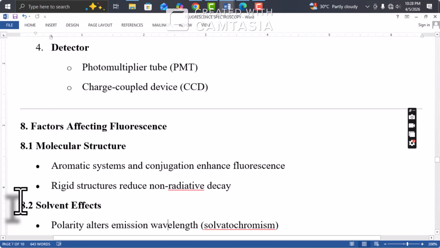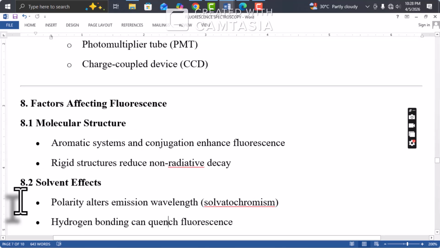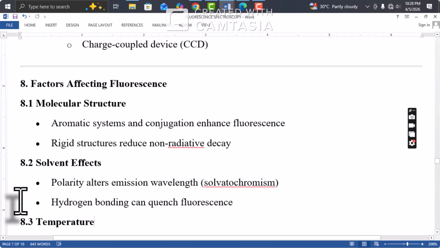So next, we look at the factors affecting fluorescence. Remember, we've talked about fluorescence. So what are the factors that affect fluorescence? They determine intensity and the wavelength where it falls. The wavelength actually determines the color, but we'll get to that in my last class on fluorescence.